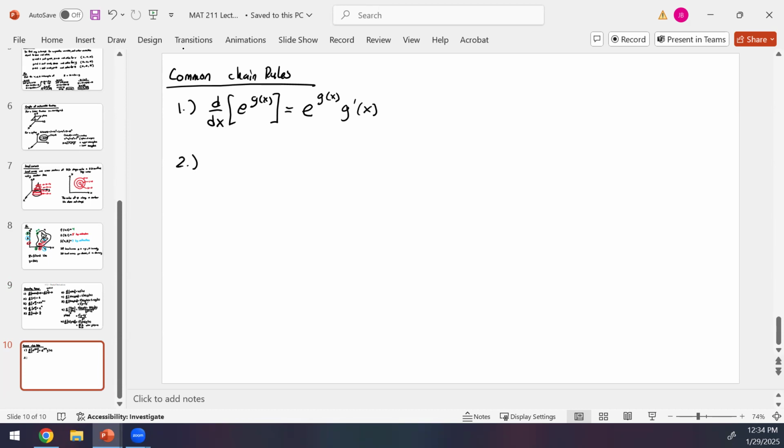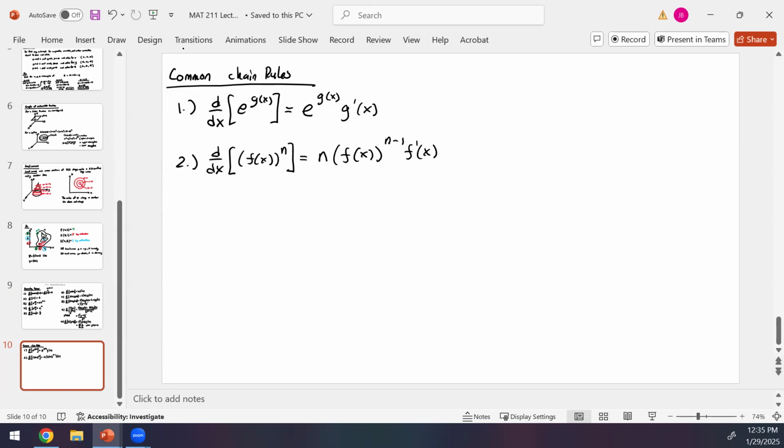The second one that's also very common is if you have any random function inside of a parentheses. So for example, f of x to the nth power, like that, you could just do the product rule, no, power rule, apologies, where you take the derivative of the outside, don't touch the inside, and then multiply by the derivative of the inside, right?